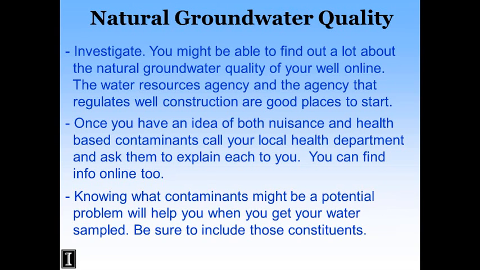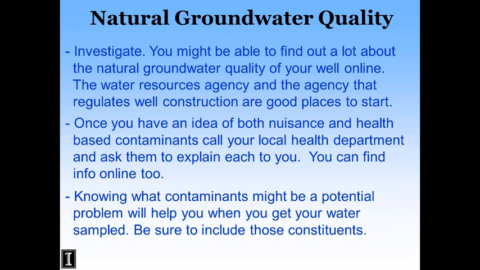So natural groundwater quality, the thing you need to do here is investigate what your natural groundwater quality is. You can find stuff online, or you need to go to your water resources or water quality agency that regulates well construction. Those are good places to start. Your county health department may as well know if there's a certain constituent that's found frequently in your area. And the next piece of that is you need to have an idea of whether it's a nuisance contaminant or a health-based contaminant, and ask them to explain what they are if the resource agency can't tell you. And that way you know for sure what you need to test for when you get ready to have a water sample taken in your well.